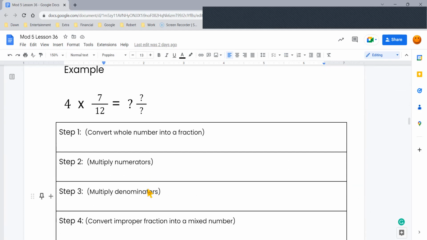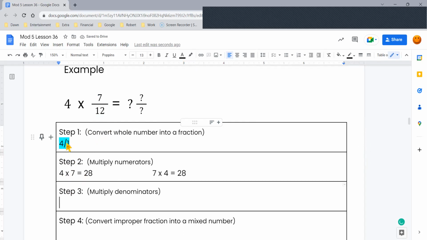Let's go look at our example. We have 4 times 7/12. What we're going to do is take that 4, put it over 1, so I have a fraction. Now I'm going to be using this number right here, I'm going to turn it blue, and my fraction right here. So my numerator is 4 times the numerator, which is 7, equals. But if I didn't want to write it as 4 times 7, because of the associative property, I can do 7 times 4. And I know I'm going to get the exact same answer, which is 28.